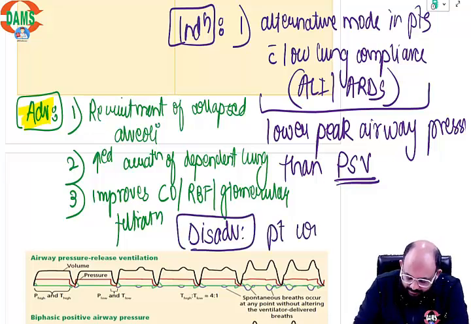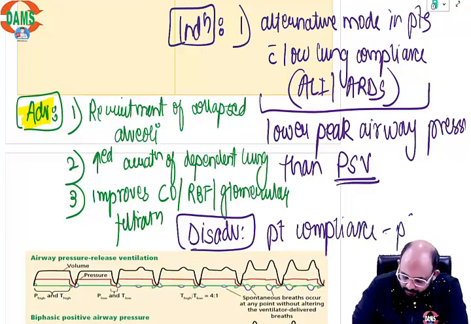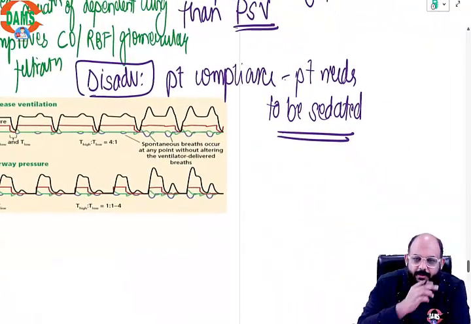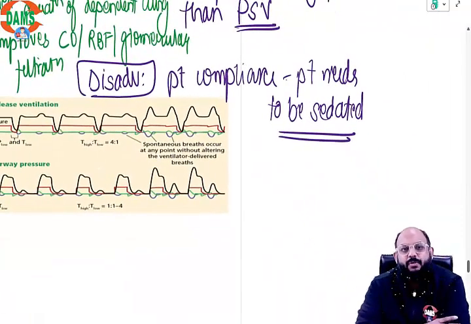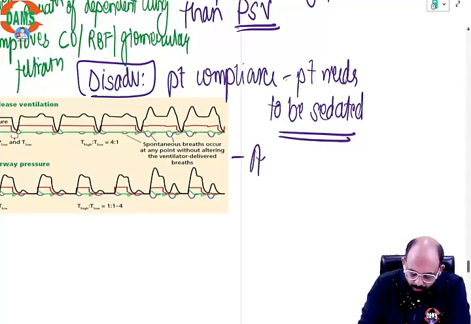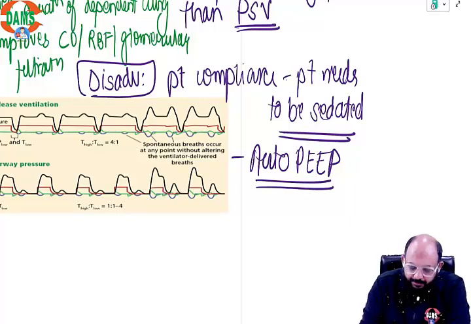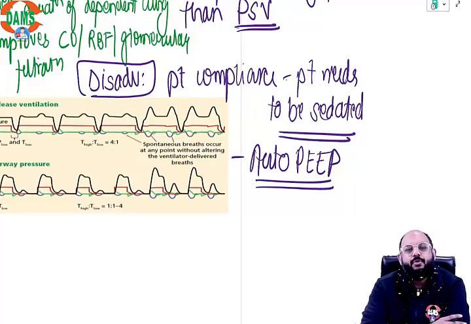Patient compliance: you usually need to sedate the patient, because you give very less time for the patient for expiration. So there is stacking of breath. There is always a risk of auto PEEP. Auto PEEP is a feature of airway pressure release ventilation. Auto PEEP is a feature of APRV.